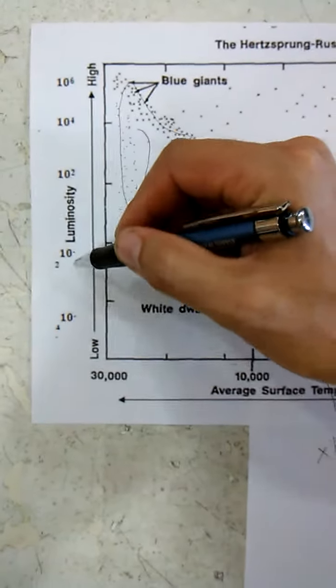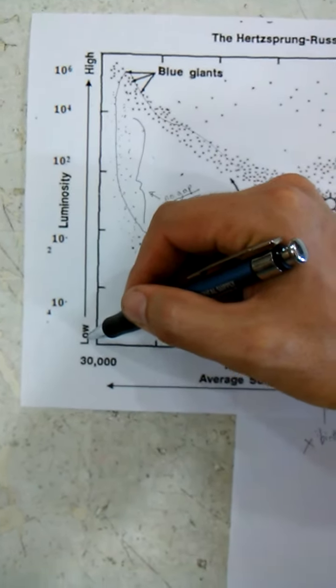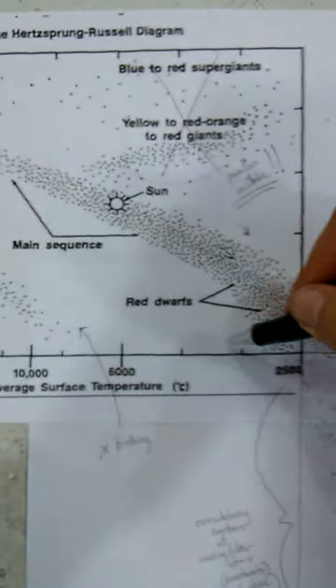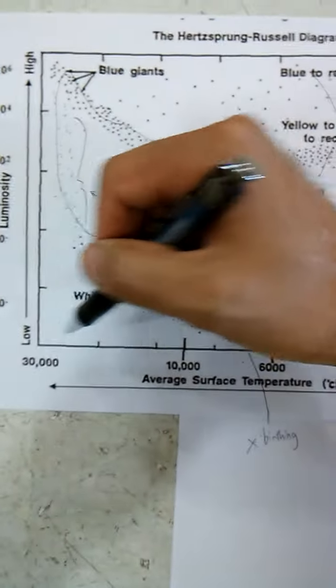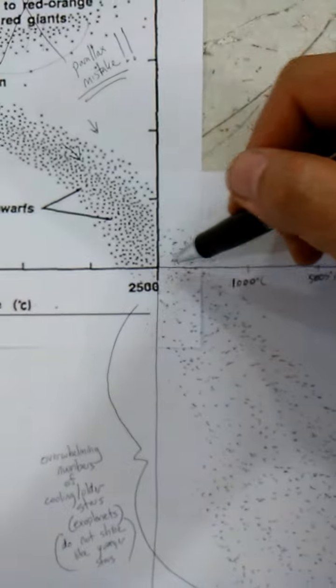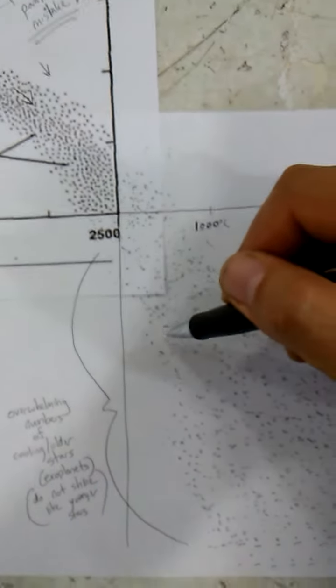So you have luminosity decreases, low luminosity. Really, really bright, really, really dim. And really, really hot, colder, and it goes down. And as you move down the diagram, the population of the stars increases significantly.